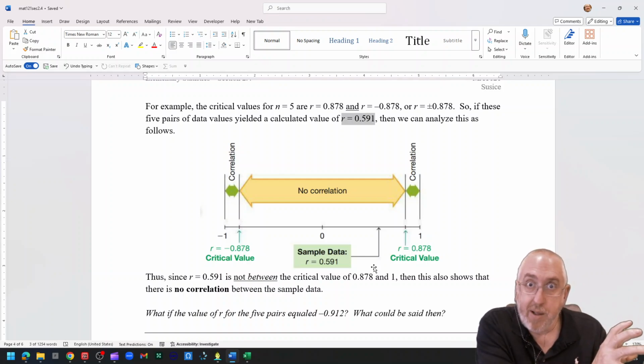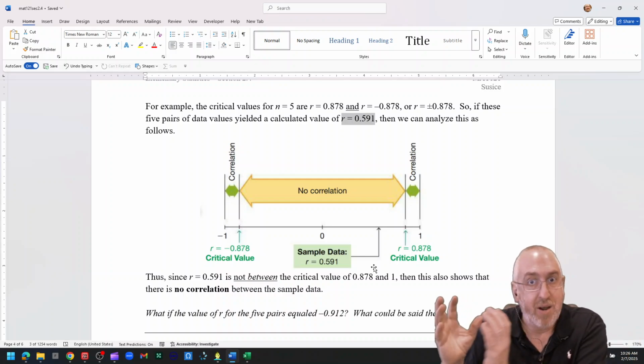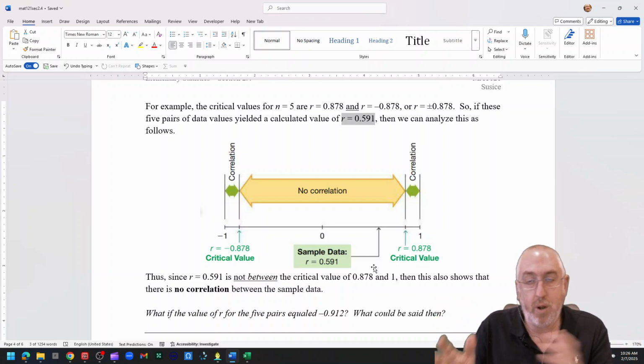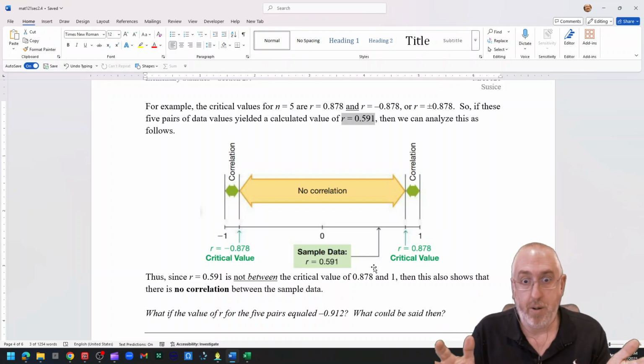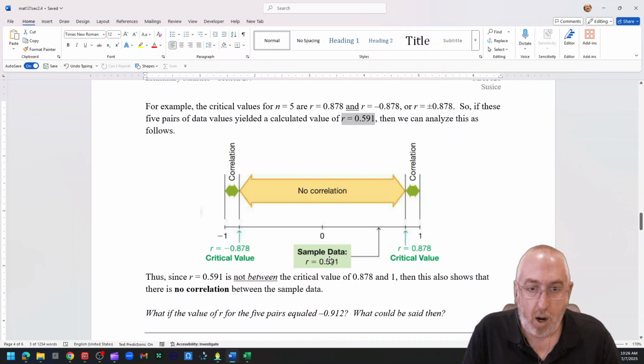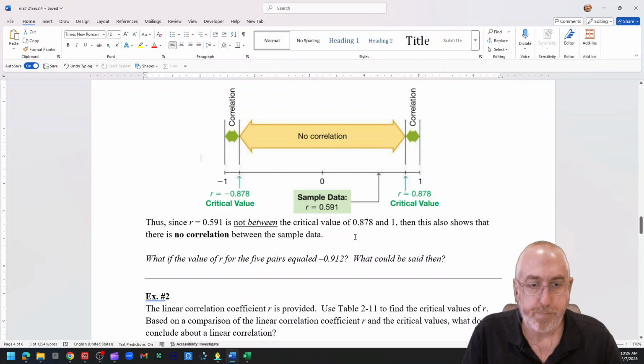You have your left-hand bucket that's close to -1, you have your right-hand bucket that's close to +1, and then you have the big bucket in the middle where there's no correlation. So again, because R is in between those two critical values, that means there's no correlation.